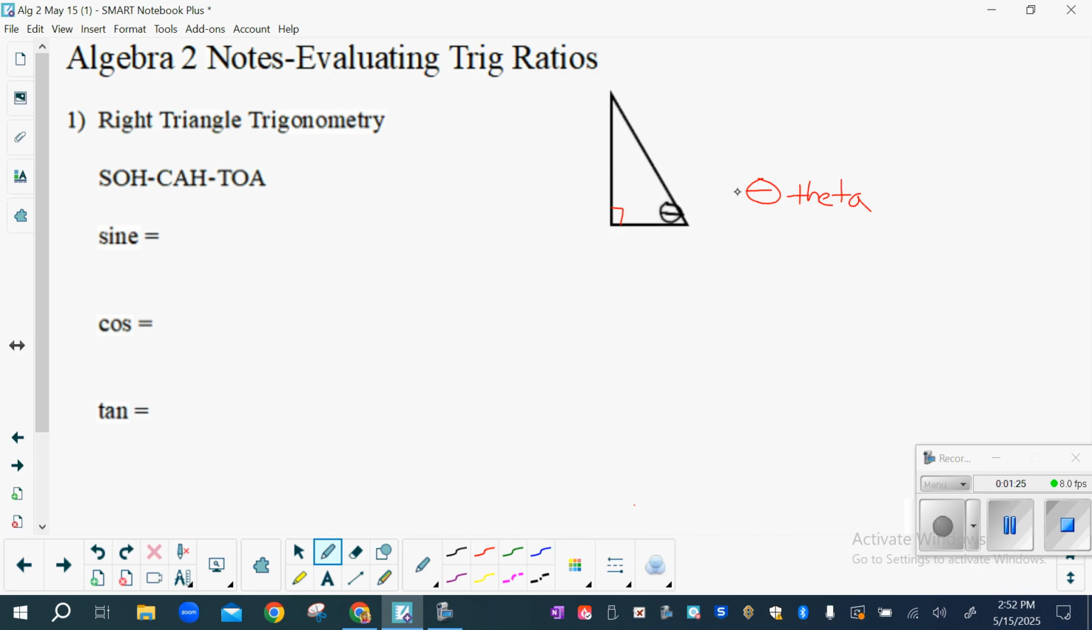So the first one is sine. Sine is opposite over hypotenuse, O over H. And we usually abbreviate it when we write it out. So you will not be able to use this. Just remember, you're going to need to memorize the SOHCAHTOA.